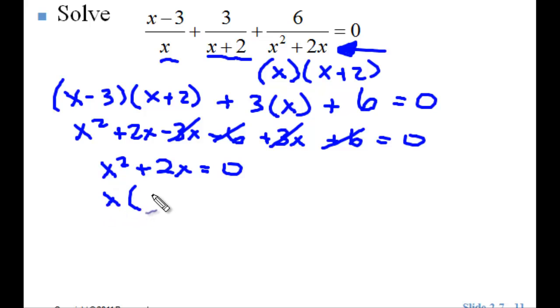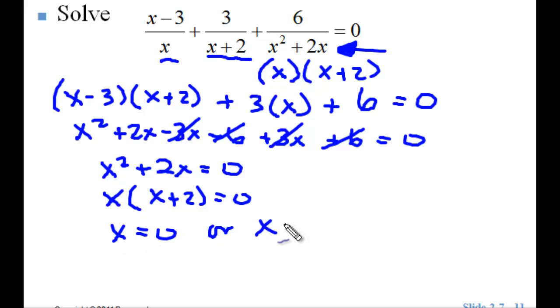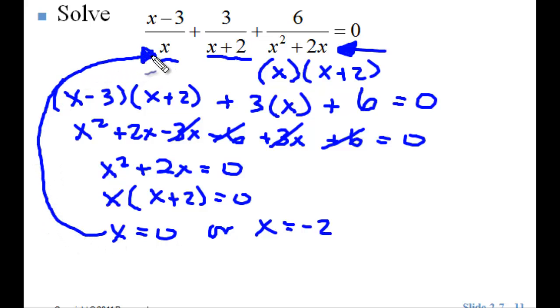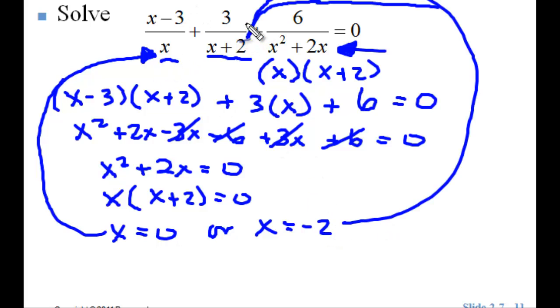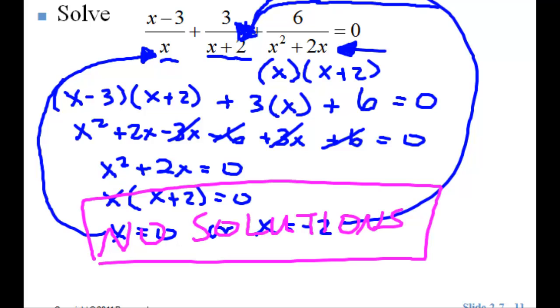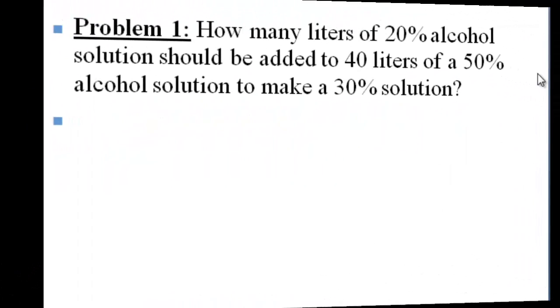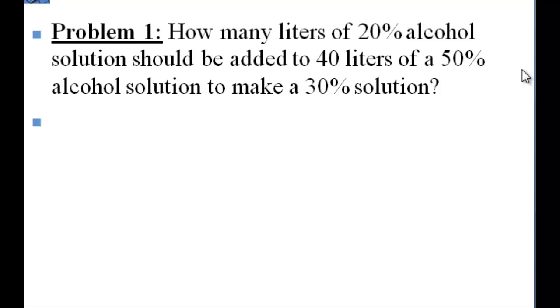Factoring that, x and x plus 2 is equal to 0. So either x equals 0 or x equals negative 2. In this case, x equals 0 is extraneous. That will give us a division by 0, and negative 2 will give us 0 there. So in this case, there are no solutions because both of the possible solutions will give us a division by 0. The second part of this video will be dealing with some application problems.